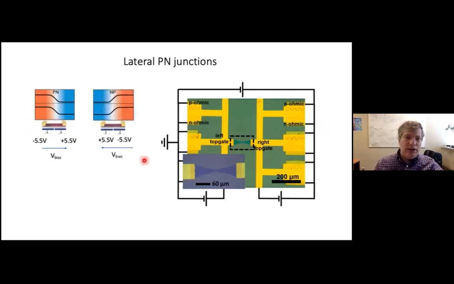Okay, now if we switch the top gate polarities, we would get an NP junction. And if we wanted to see current through that, we would have to reverse the polarity of the bias voltage to get a current.